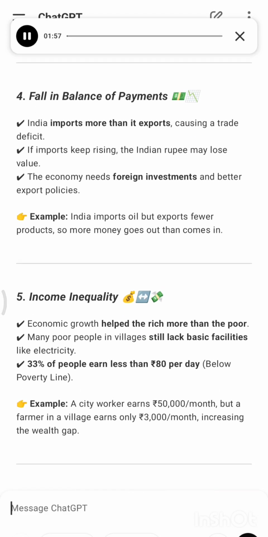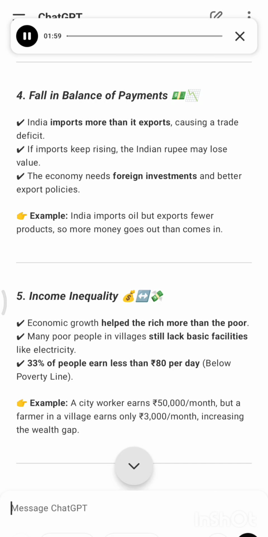5. Income inequality. Economic growth helped the rich more than the poor. Many poor people in villages still lack basic facilities like electricity. 33% of people earn less than 80 per day, below poverty line. Example: a city worker earns 50,000 per month, but a farmer in a village earns only 3,000 a month, increasing the wealth gap.